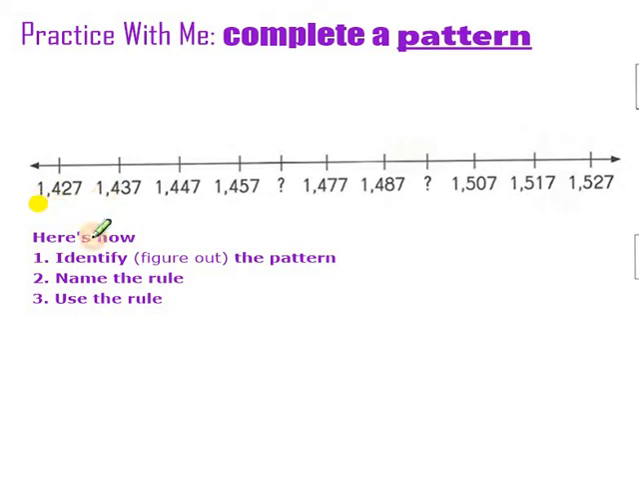I noticed the 1,000 stayed the same, the 400 stayed the same, the tens changed, and the ones stayed the same. So I think the pattern is plus 10, but I want to do a couple more just to make sure. Mark that in green. It looks like it's a plus 10 and a plus 10.